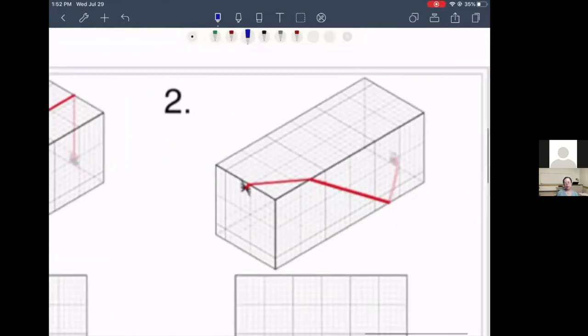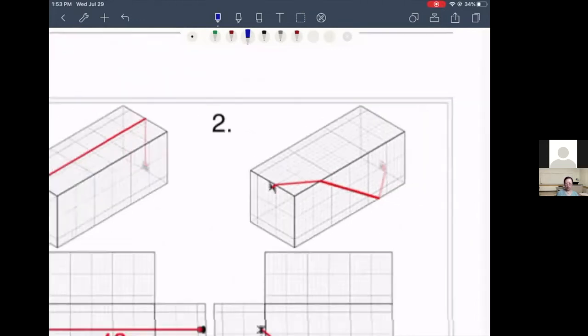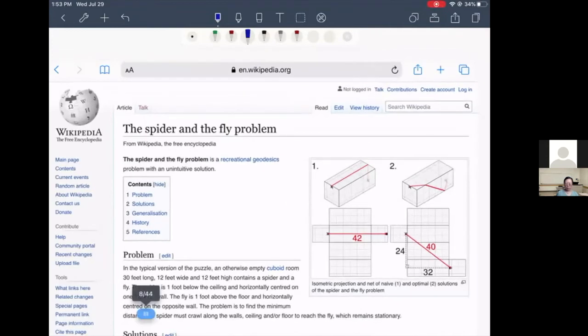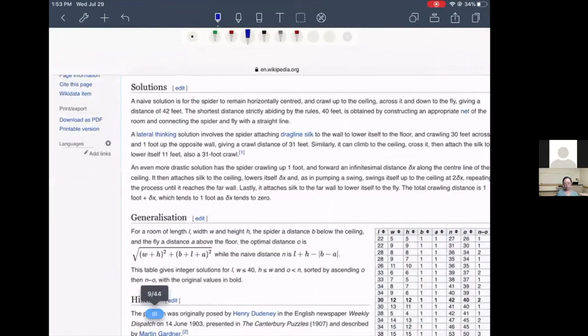But unfortunately, that is incorrect. This one seems like you're doing a zigzag, but this is the shortest one. So the Wikipedia page shows you the problem. It also gives you the solution and some numerical examples. I hope you will enjoy this more general problem by reading the Wikipedia page.